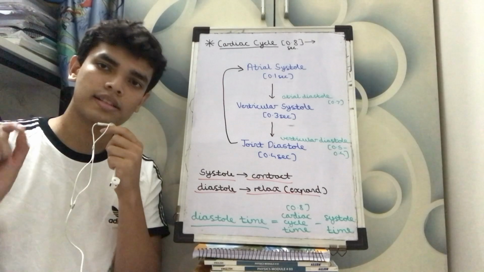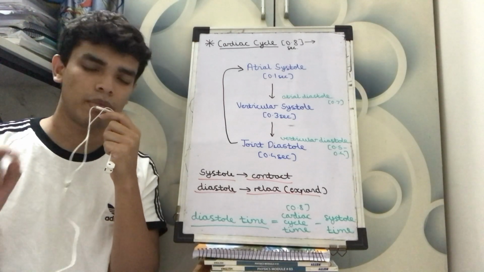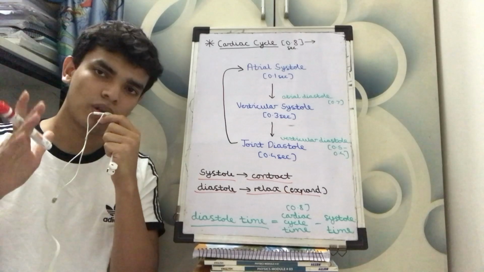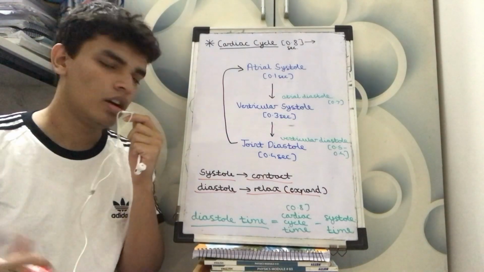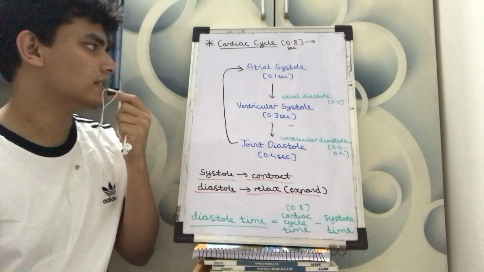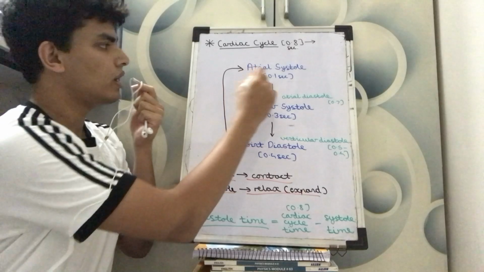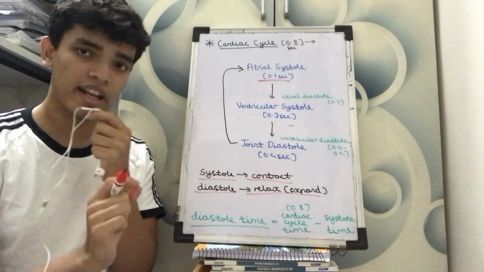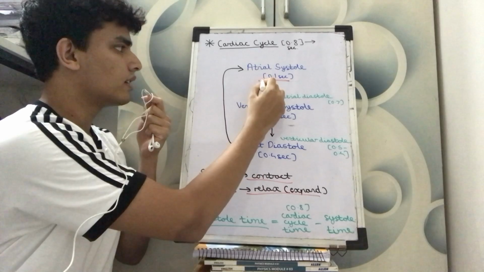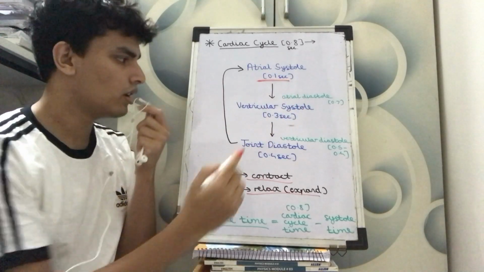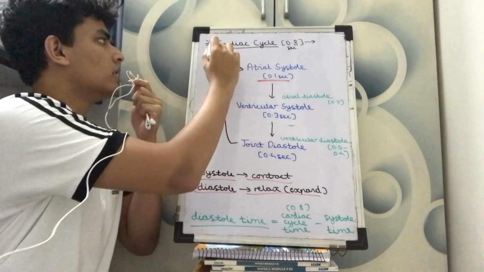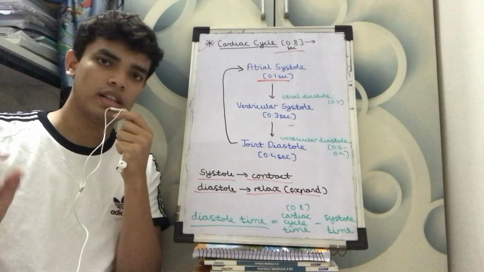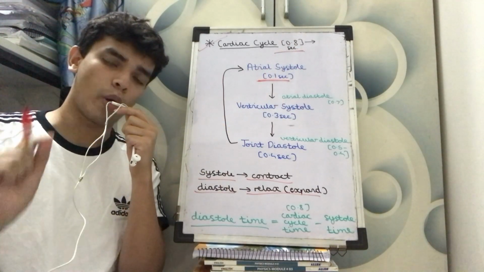What does atrial systole mean? Atrial systole means the atria are contracting, atrial diastole means the atria are expanding. I hope you know all these basics. Atrial systole is of 0.1 second. First remember, very very important, the timings. Atrial systole is of 0.1 second. Sorry, I did not start here. The total cardiac cycle is of only and only 0.8 seconds.